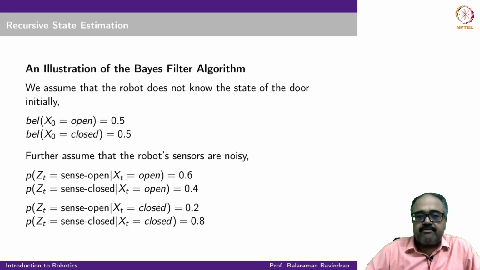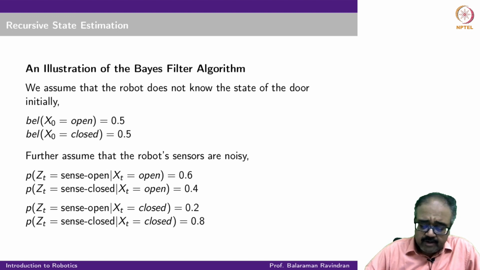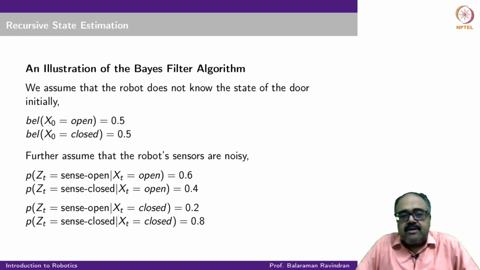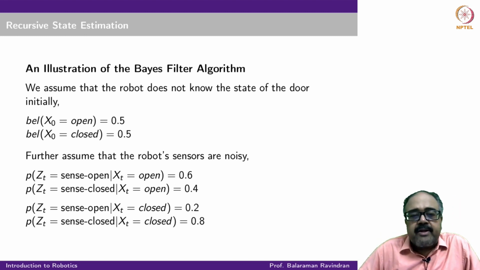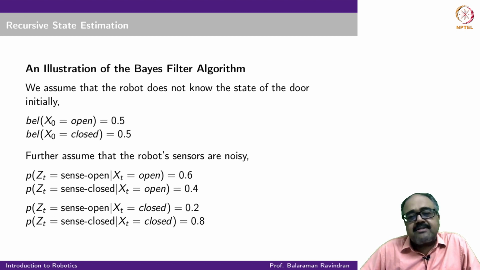That could be some kind of occlusion on the other side of the door, or there could be something blocking your view of the door itself. And therefore even if the door is open, the probability that you sense that it is closed is 0.4. So your reliability, if the door is open, that you will sense that it is open, is just greater than tossing a coin. So it's 0.6, 0.4. It's a pretty noisy sensor.